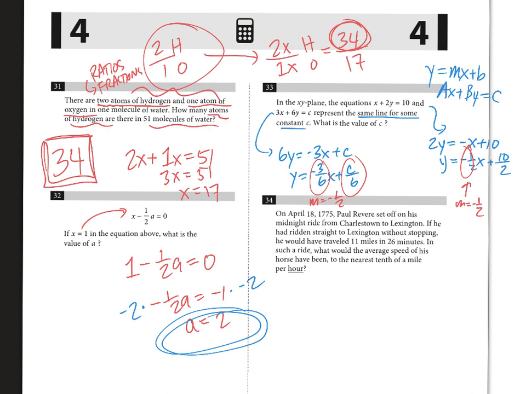What about the y-intercepts? They should be the same. 10 over 2, I left it in unsimplified form, but that's 5. So all we need to do is set c over 6 equal to 5. And if we multiply by 6 on both sides, we find that the c value is 30. So that is our final answer there.